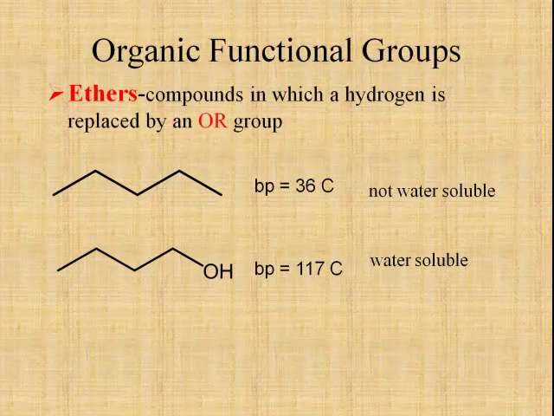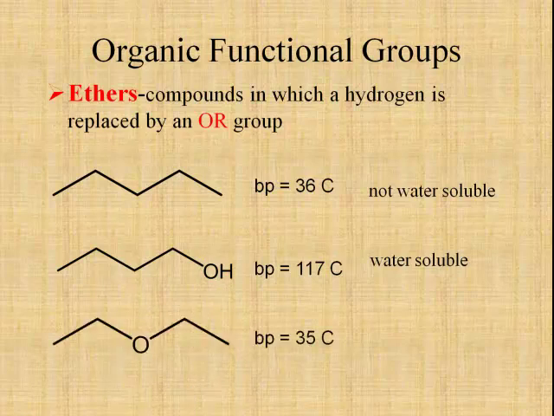Ethers are compounds composed of an oxygen with two R groups attached. An example would be this molecule on the bottom, diethyl ether. Diethyl ether is a constitutional isomer to butanol, the molecule directly above it. But you can see that diethyl ether has a significantly lower boiling point. And the reason for this is that diethyl ether cannot form hydrogen bonds with itself. But because diethyl ether can act as a hydrogen bond acceptor, it's moderately soluble in water, whereas the alcohol is soluble in water in all proportions.